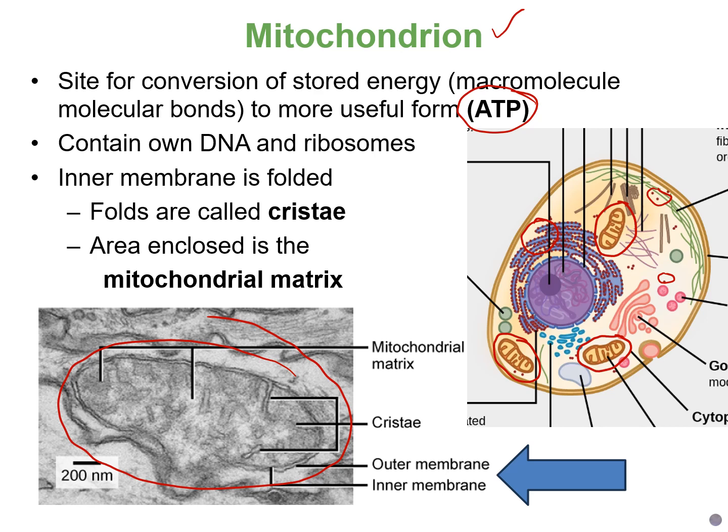Mitochondria are interesting because inside the mitochondria, they actually have their own DNA and their own ribosomes. They are also comprised of two membranes like the nuclear envelope. They have an outer phospholipid bilayer and an inner phospholipid bilayer. And the inner membrane is folded up. Those folds are called cristae. And the liquid inside the mitochondria is called the mitochondrial matrix.